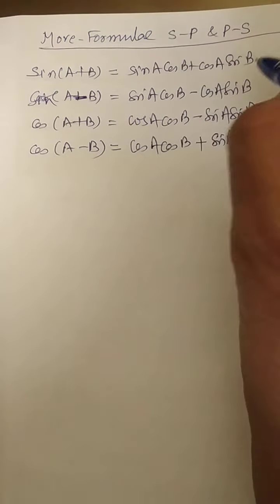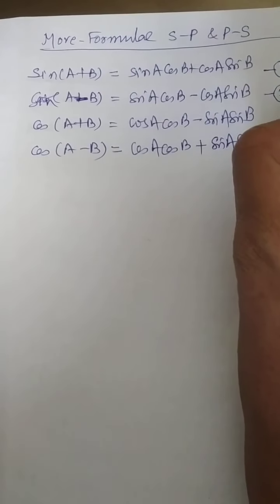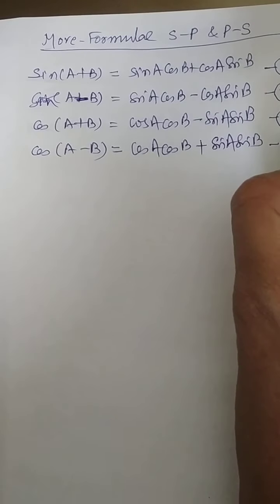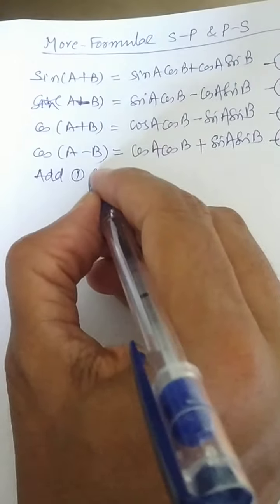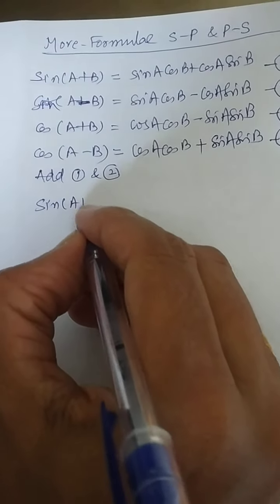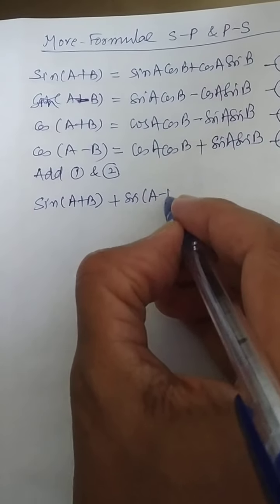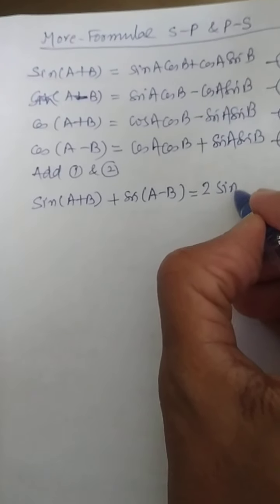Now check, I think you are getting this kind of formulas, number it 1, 2, 3, 4. Before that, confirm that what I have written, plus minus sign and all, are they correct or not. Okay, now I am going to instruct, add 1 and 2. I am getting on the left hand side sine of a plus b plus sine of a minus b. Do at your end and tell me what you are getting now.